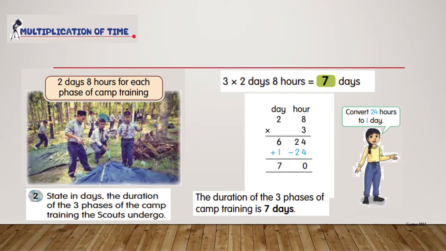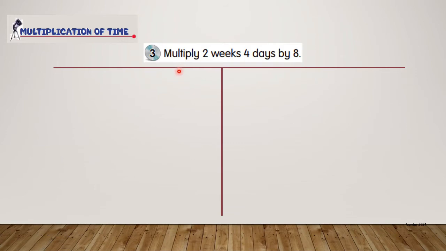We go to the next slide. Question number 3. Example number 3. Multiply 2 weeks 4 days by 8. Okay, now involving weeks and days. Okay, now we write the standard question first, mathematics question first. 8 times with 2 weeks 4 days equal how many days? The answer in days.